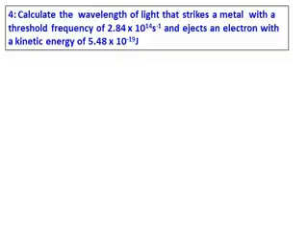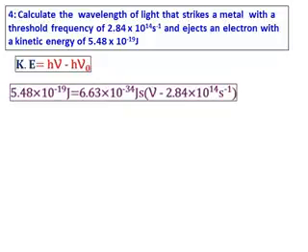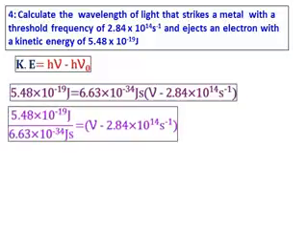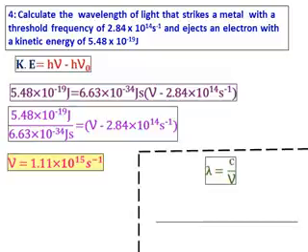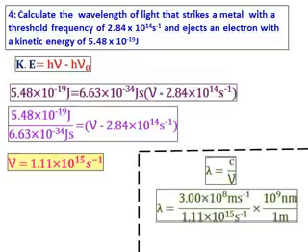Calculate the wavelength of light that strikes a metal with a threshold frequency of 2.84 times 10 to the power of 14, and it ejects an electron with a kinetic energy of 5.48 times 10 to the power of negative 19. We are going to use the same equation. In this case, nu 0 is given, and they have asked for the wavelength of the light. We will calculate the frequency nu using this formula, and from the frequency we can calculate the wavelength using lambda equals c over nu. The question is pretty simple. Substitute the value of c and the calculated nu, get the value of lambda, and report it in nanometers.